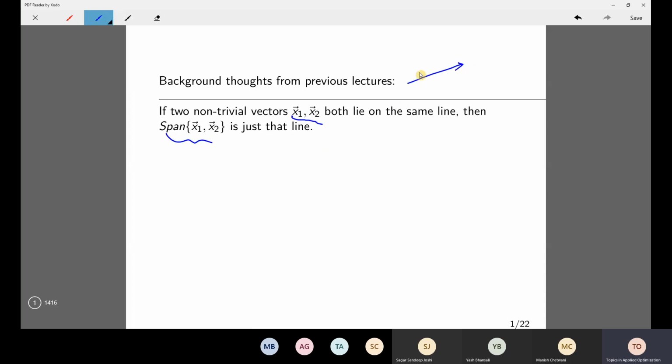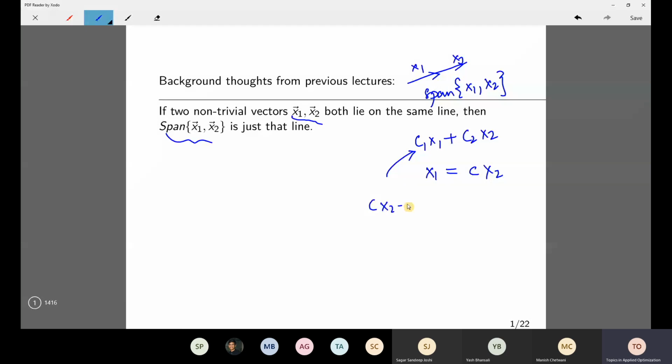So if there is a vector and there is another vector that also lies on the same line, this is x1 and this is x2. If I take the span of x1 and x2, then I will remain on the same line. Because the span will be c1 x1 plus c2 x2. But since x1 and x2 are on the same line, I can write x1 equal to c times x2. Substituting, this becomes c times x2 plus c2 x2, which is (c plus c2) x2.